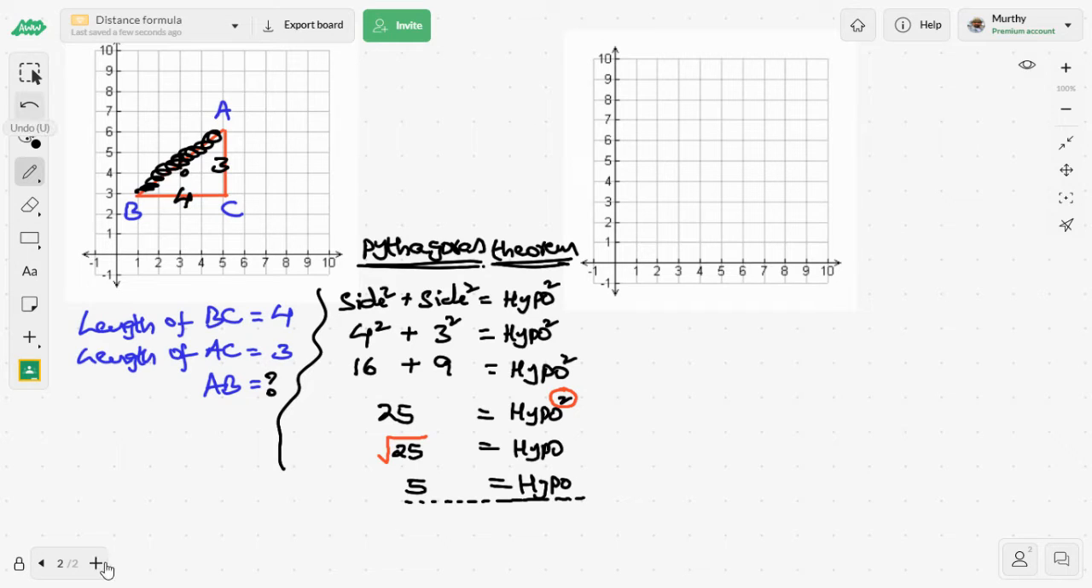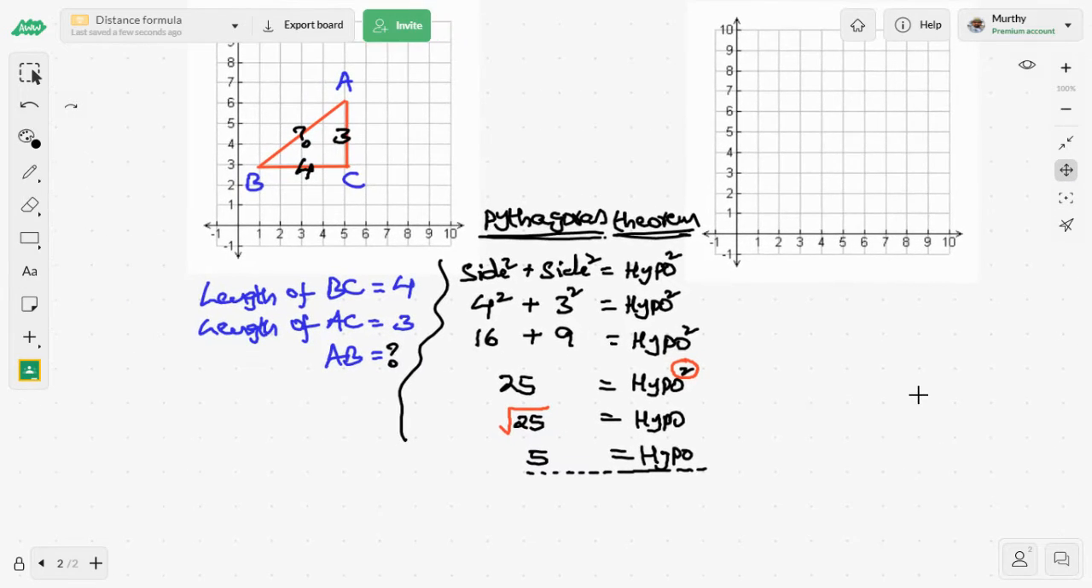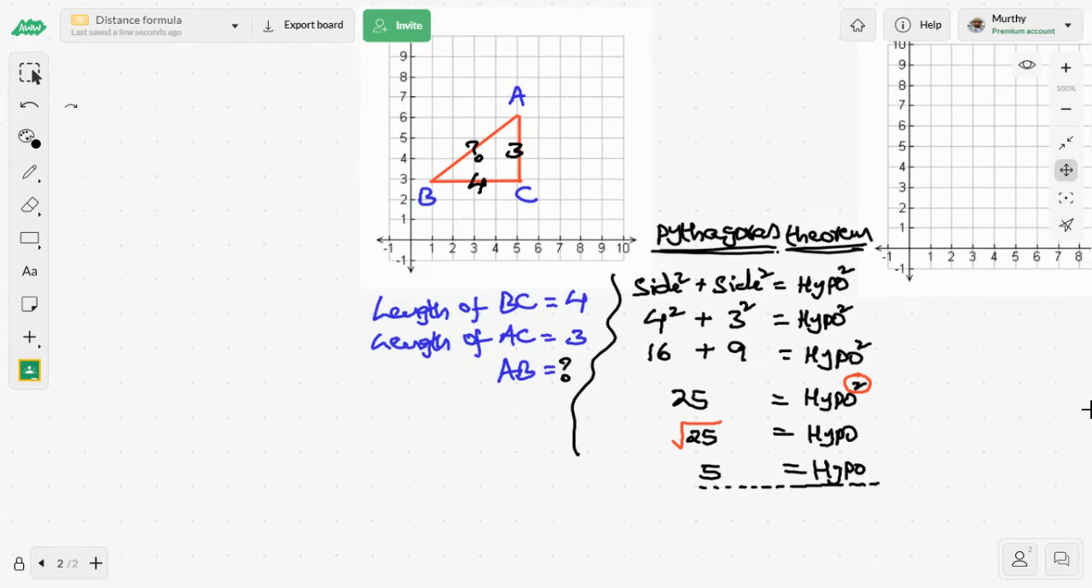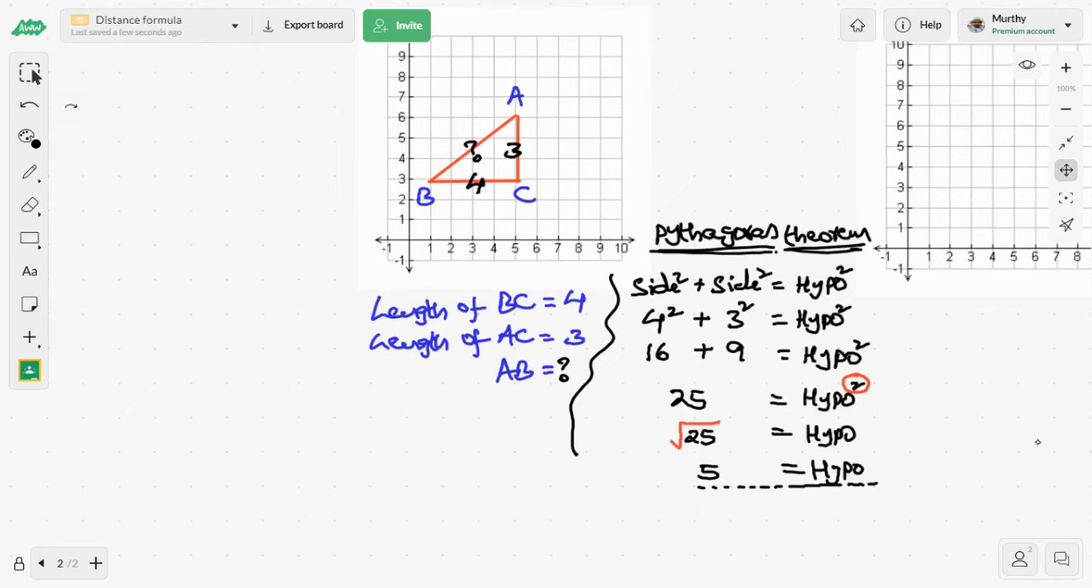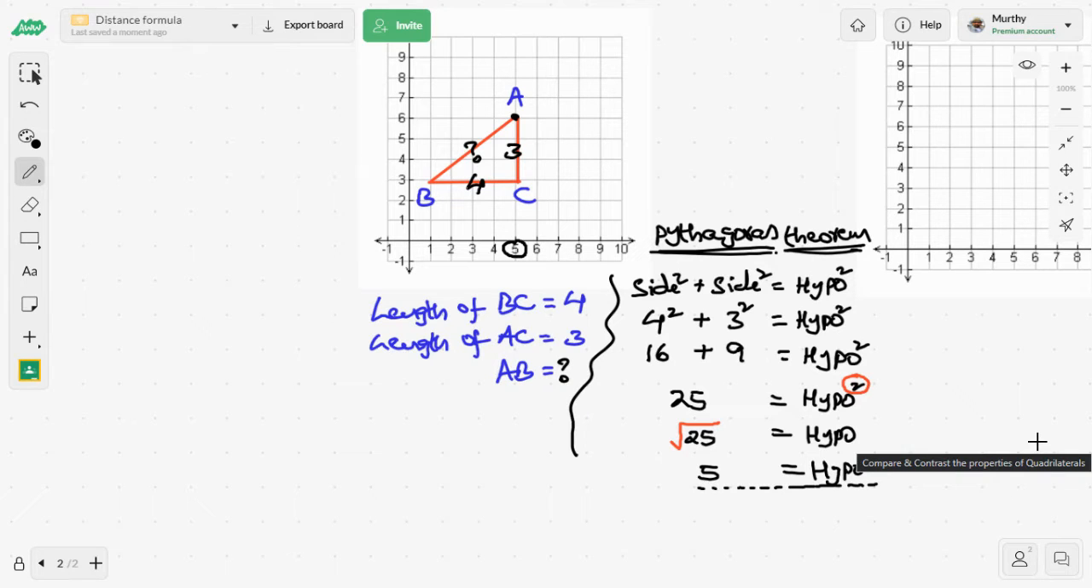Now you may get a doubt how we got this distance formula, x2 minus x1 whole square and so on. If you want to make use of the distance formula, let me move this one here. Let's identify the coordinates of the points. A is on the x-axis at 5 and on the y-axis at 6, so it's going to be 5, 6. This is point A's coordinates.